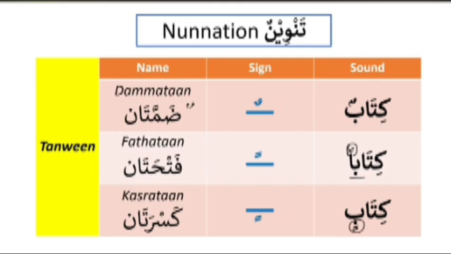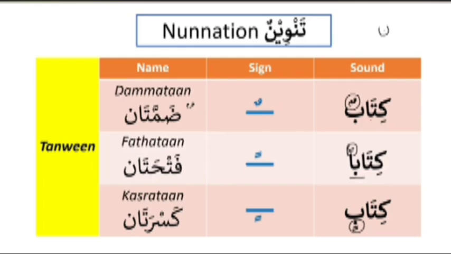So we know dhammatan are above the letter, as we can see over here, and fathatan are also above the letter, whereas kasratan are below the letter. So this is called tanween, or we call that nunation. Why do we call that nunation? Because this is also basically the noon sound, but it's a different way of writing noon. So you should know that noon is written in two ways. Number one, it is written like this, and number two, this is also noon.